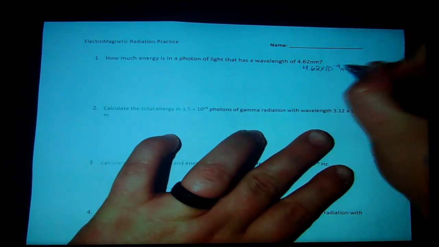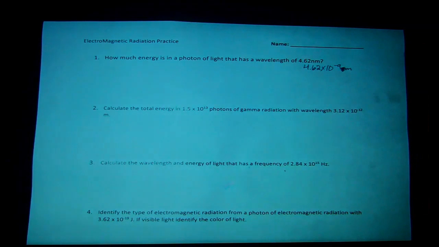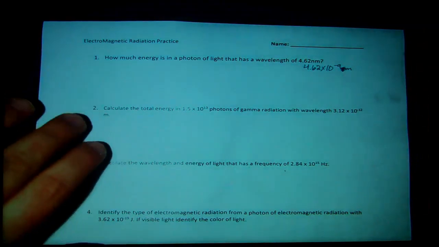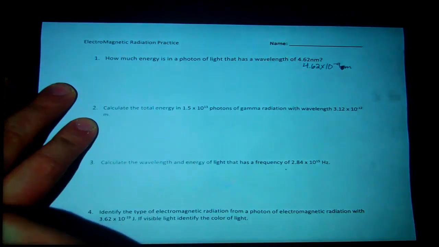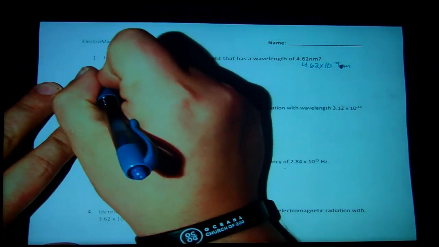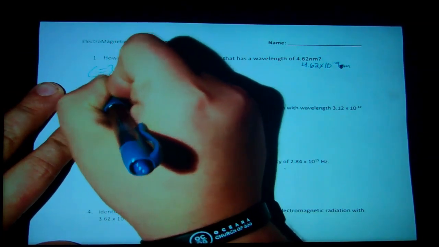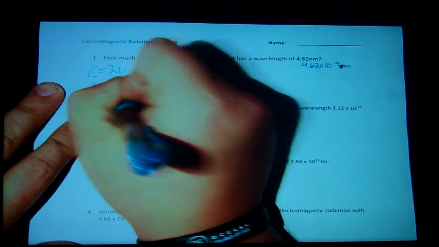Not nanometers. Meters, sorry. My apologies. So how much energy is in that photon? Energy is equal to Planck's constant times frequency. You've got to find frequency first, so we're going to have to use the speed of light equals wavelength times frequency. Frequency equals speed of light divided by wavelength.